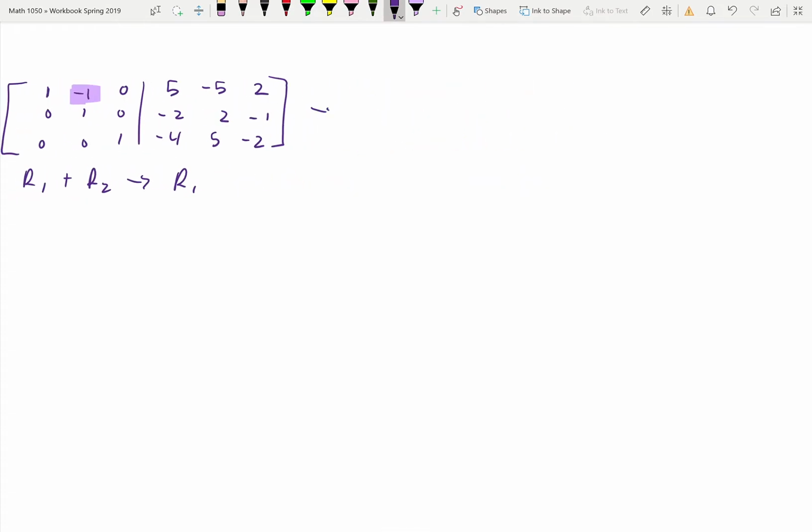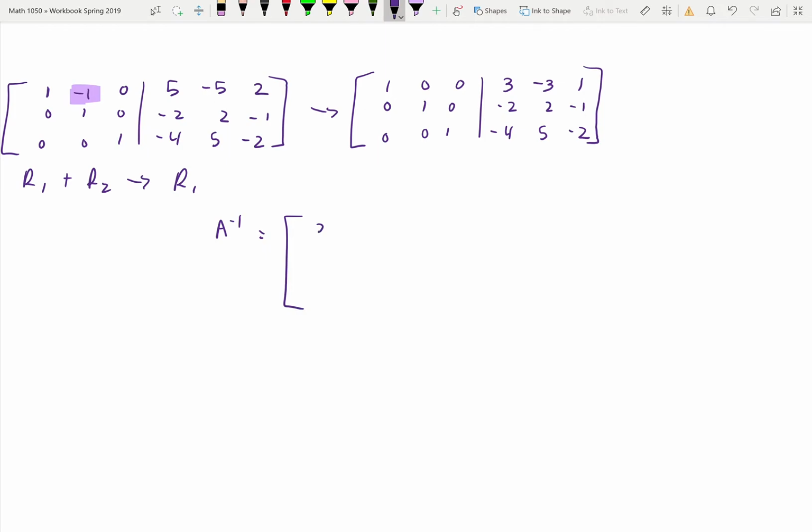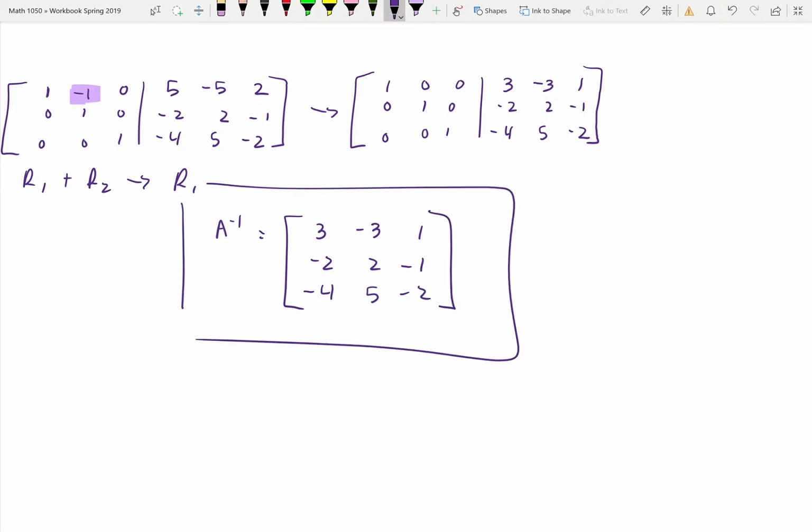Okay, so row 2 doesn't change. Row 3 doesn't change. Add my rows 1 to row 2 and I get 1, 0, 0, 3, -3, and 1. And I'm done. My inverse is the right-hand side. That's what I would box or highlight, and I'm done.